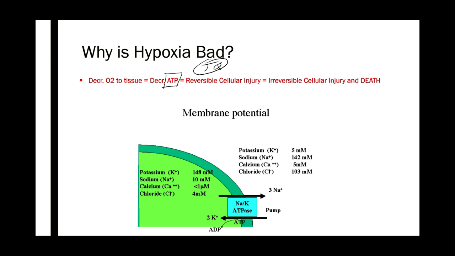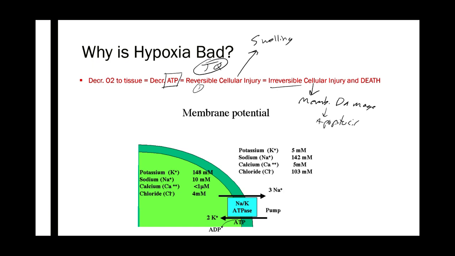When you have decreased ATP, you first get reversible cellular injury, and the big hallmark of that is cellular swelling, and I'll explain that in a second. You see other things, but that's the easiest thing to remember. And eventually you get irreversible cellular injury and death. The hallmark of that is membrane damage. And you could eventually get apoptosis, which is programmed cell death in response to the membrane damage.